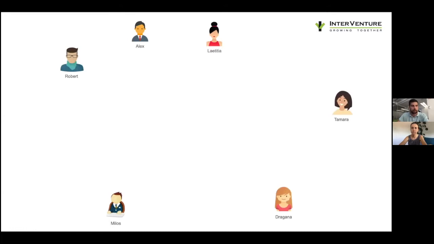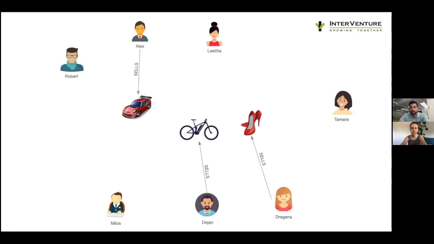Yep. So let's start. As I said, we are building an InterVenture shop. Here are some of our employees. They sell some stuff. For example, Alex sells some car. Dejan sells a bike. Dragana is selling a pair of shoes.